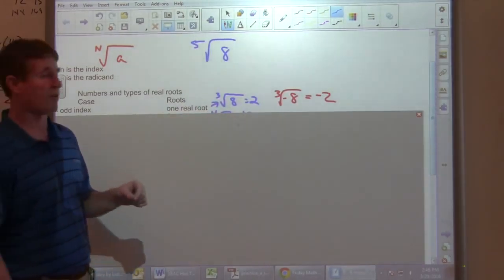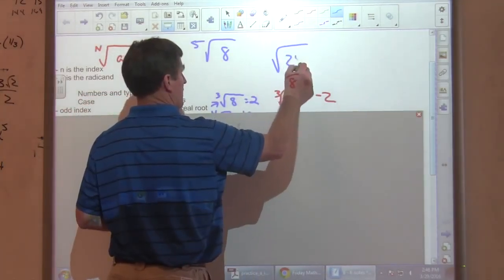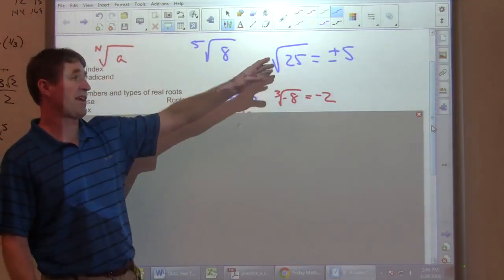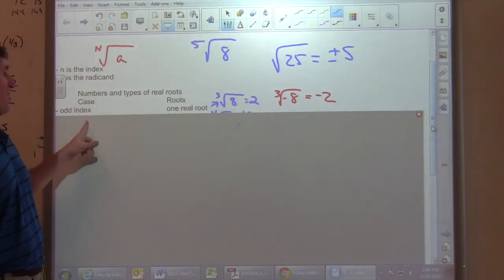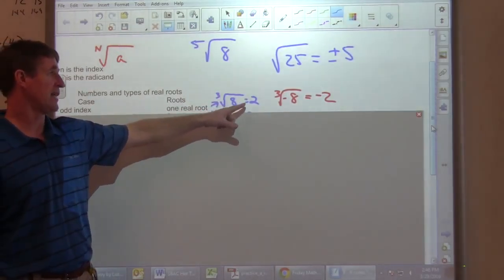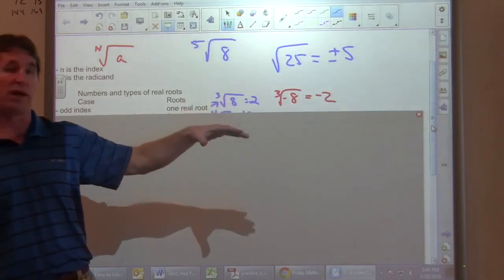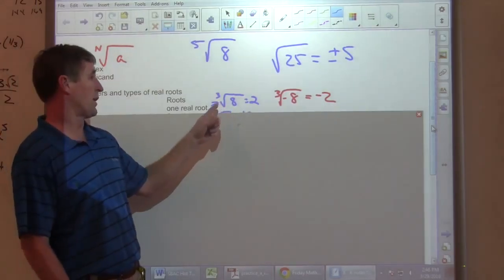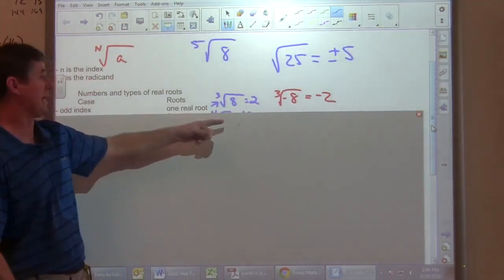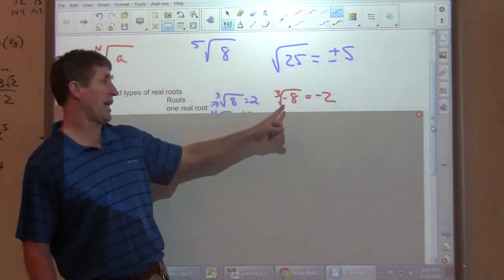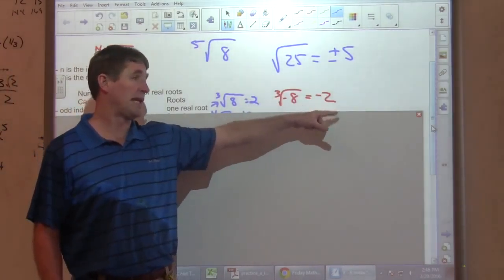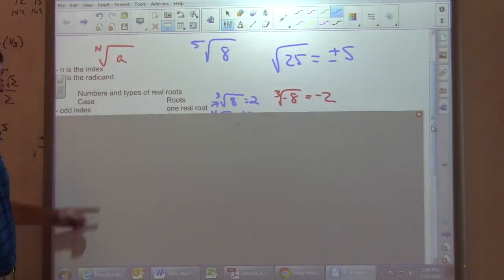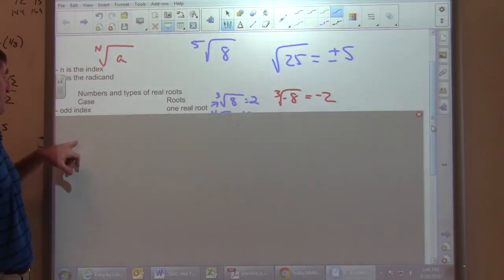If you remember back when we first did radicals, the square root of 25 is plus or minus 5, because 5 squared is 25 and negative 5 squared is 25. But when you have an odd index, like the cube root of 8, it's just 2. It's not positive 2 and negative 2, because 2 cubed is 8, but negative 2 cubed would be negative 8. So we can do negative numbers. It doesn't make any difference if the radicand is positive or negative. The cube root of negative 8 would be negative 2, because negative 2 times negative 2 times negative 2 gives you negative 8.